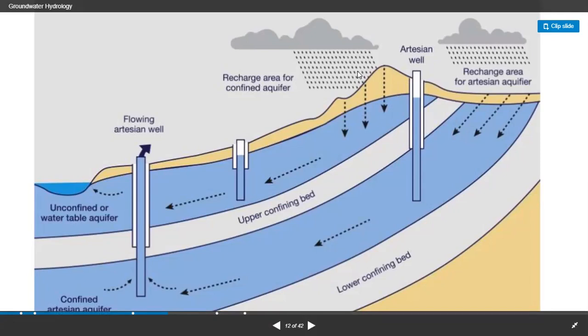Here, from the figure one. So, the infiltration reaches to the unconfined water table. Here, the rainfall reaches to the confined aquifer table. When we drill in the confined aquifer, this is called the artesian well and the flowing artesian well. But here this is the unconfined water table. This is the lower confining bed.